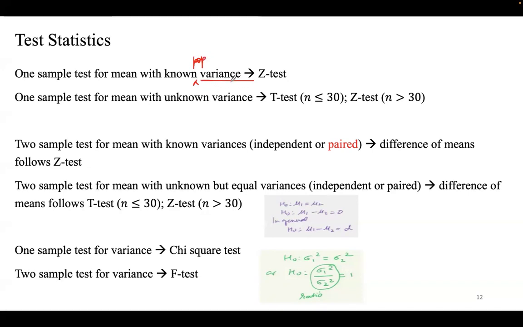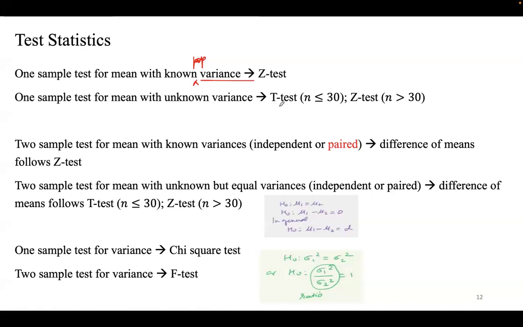But now you see, if you don't know the mean of the population, there's very little chance you'll know the variance of the population. You don't know about the population. So a more realistic scenario is the other one, where you don't know the variance. In this case, instead of the variance of the population, we'll be using the variance of the sample. And in such a case, we do the t-test.